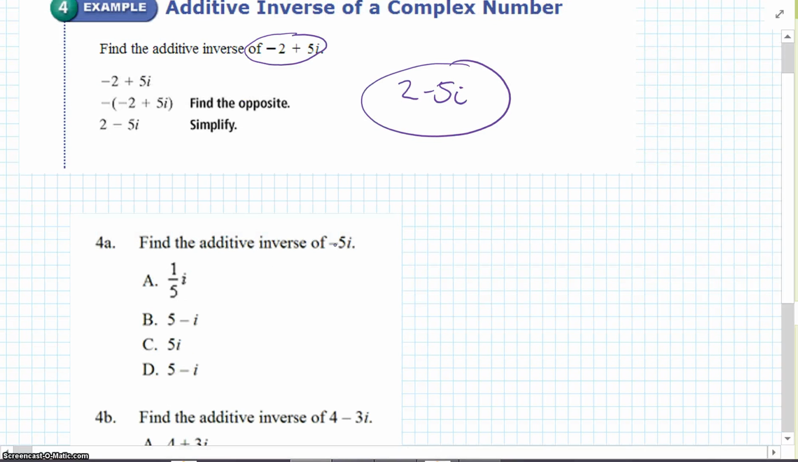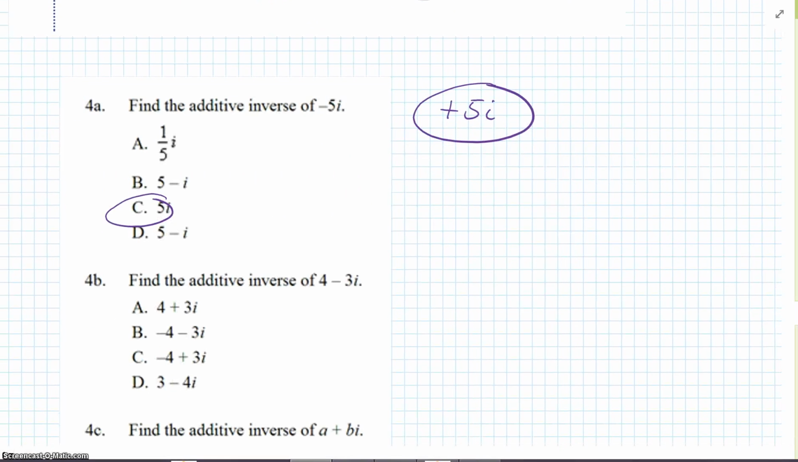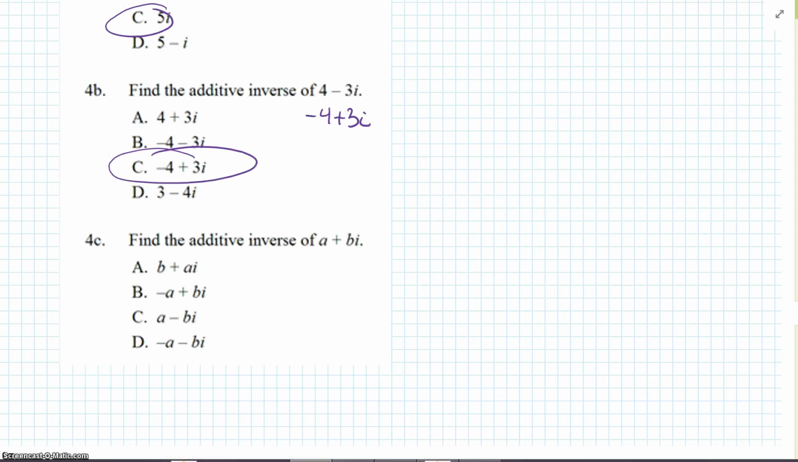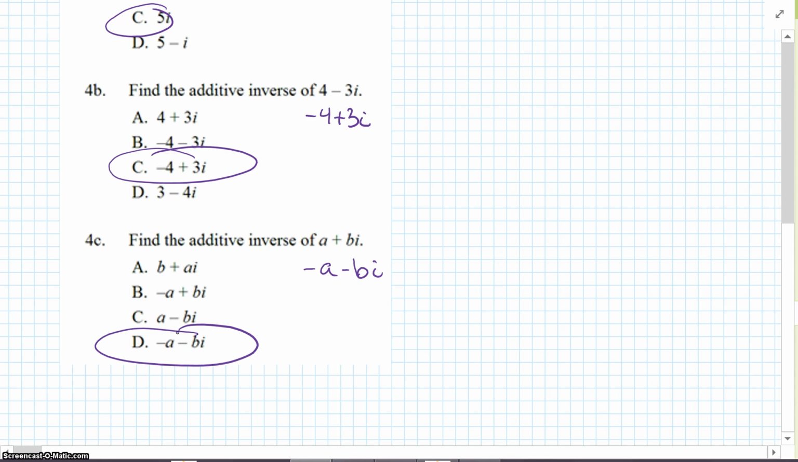Find the additive inverse of negative 5i. It'd be positive 5i. Just flip the sign. Find the additive inverse of 4 minus 3i. It'd be negative 4 plus 3i, just flip the signs. Answer C. Find the additive inverse of a plus bi. It'd be negative a minus bi. Just flip the signs. Okay?